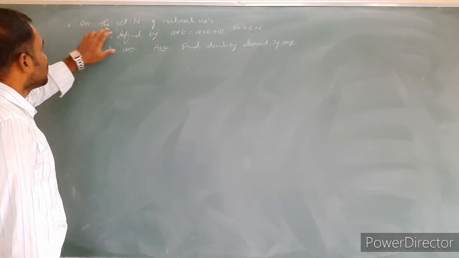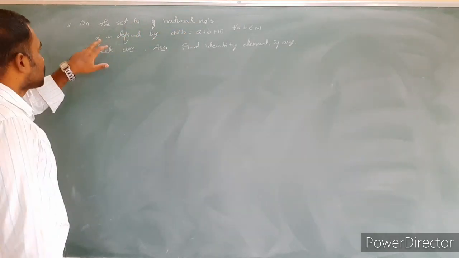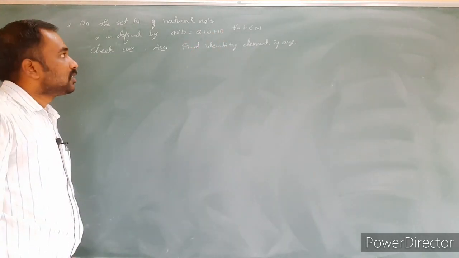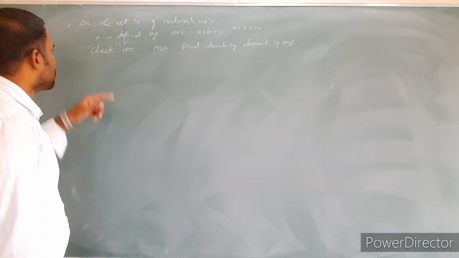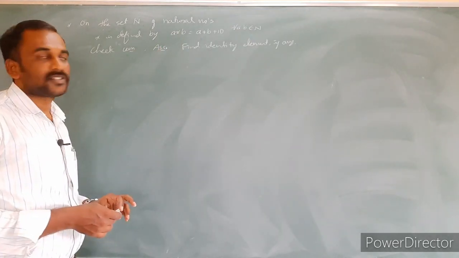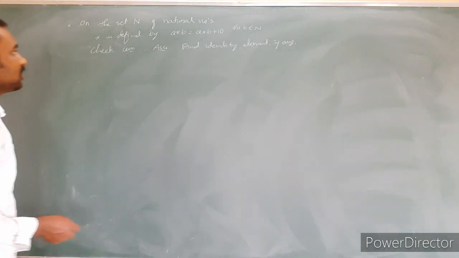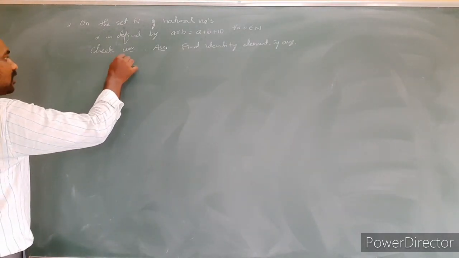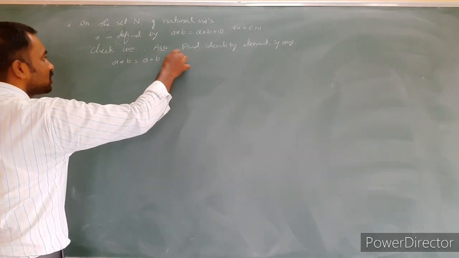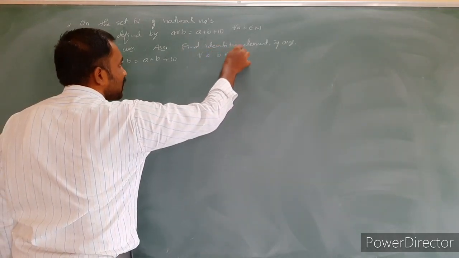Example: on the set N of natural numbers, star is defined by A star B is equal to A plus B plus 10 for all A and B natural numbers. Check the commutative and associative laws, and also find the identity element if any exists. First of all, A star B is defined such that A plus B plus 10, provided that A and B are any natural numbers.